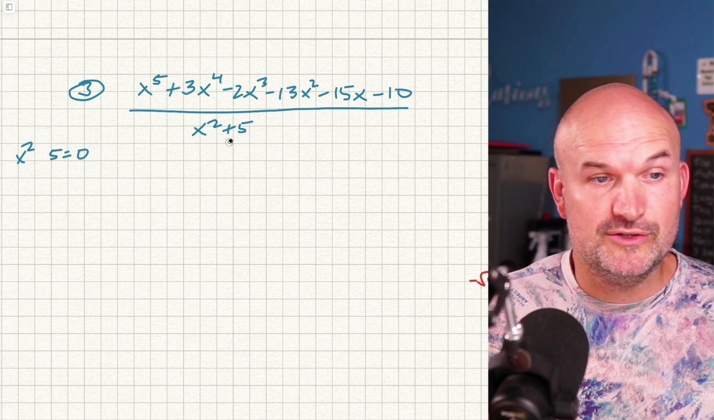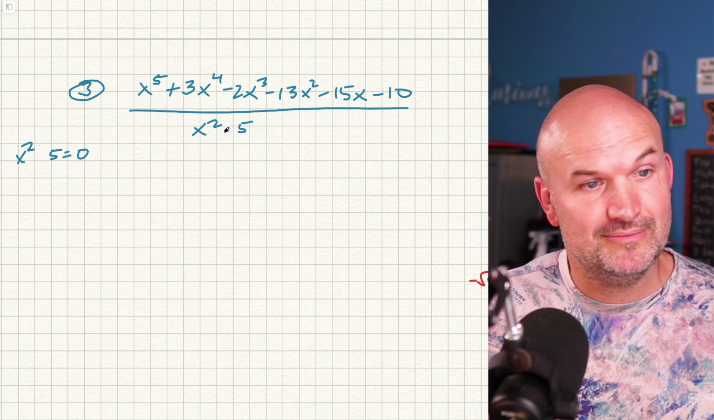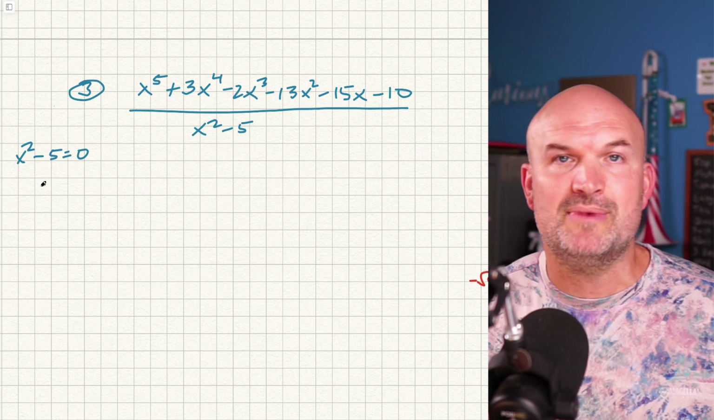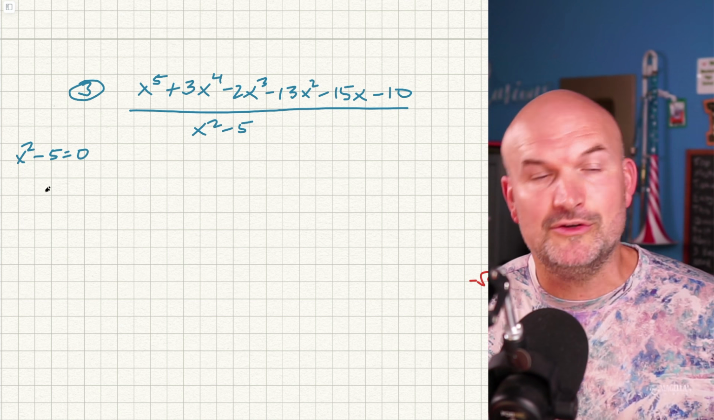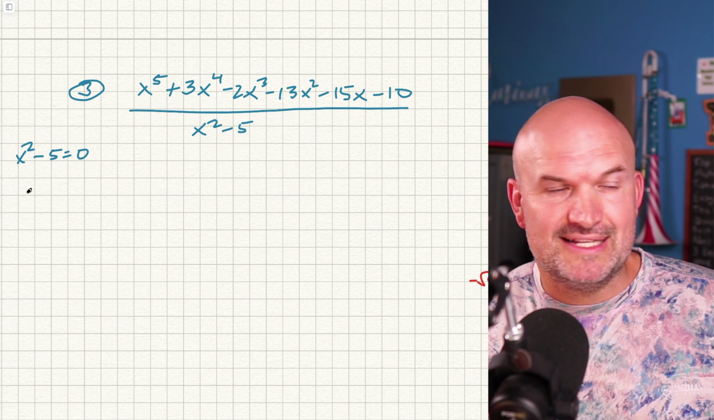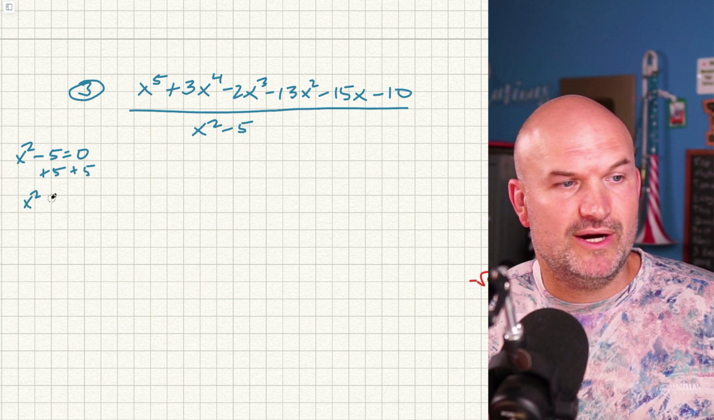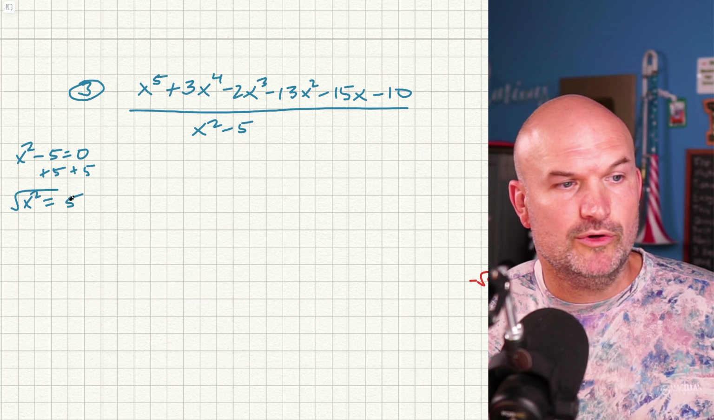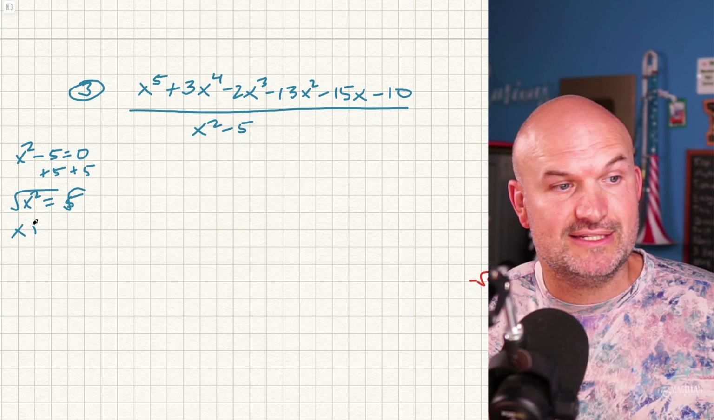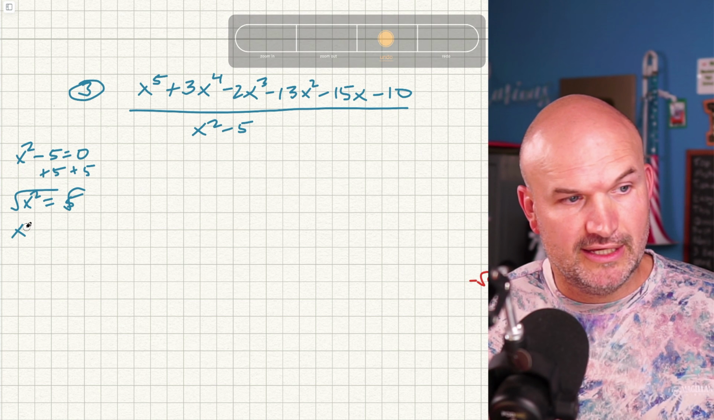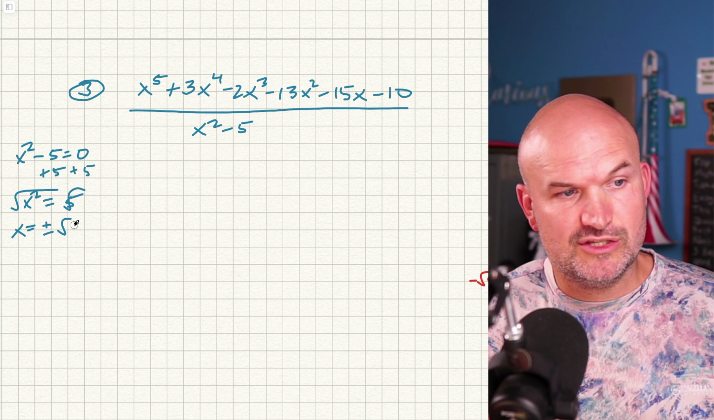You could use that, and that would be a great problem that your teacher could give you, but I didn't want to use it. You could do imaginary and a radical. I've given that to my students as well. But that wasn't my intent here. So if I add a 5 to both sides, I get x squared is equal to 5, x equals plus or minus the square root of 5.